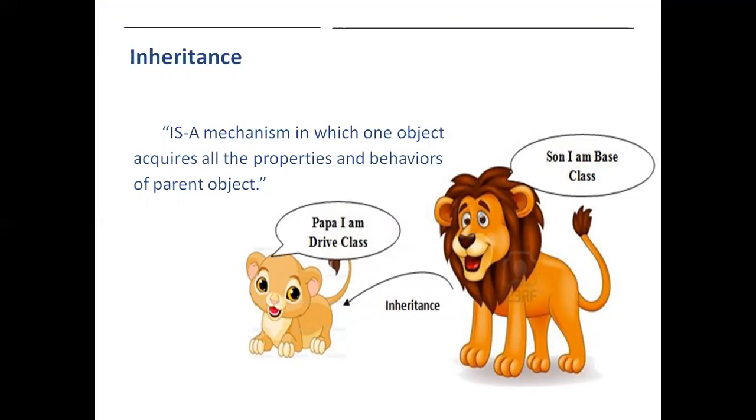It is a mechanism in which one object acquires all the properties and behavior of a parent object. If you consider here, this is the parent object and this is the child object, where the child will inherit the properties of the parent class. There may be some common features between them, and those common features are inherited by the child class. So this is a clear picture of inheritance.